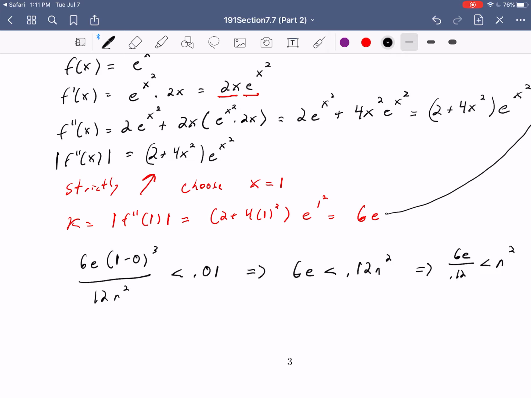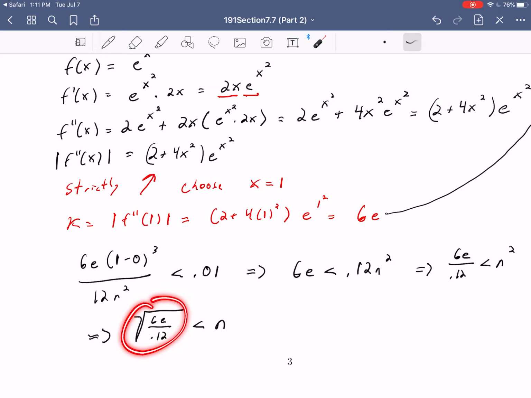And then we could square root both sides. So this would tell us that the square root of 6e over 0.12 is supposed to be less than n. Now, that, of course, is the exact value there, but we could come up with a decimal approximation. So if we do that, square root of 6 times e divided by 0.12, we will see that this tells us that we would need 11.66 to be less than n.